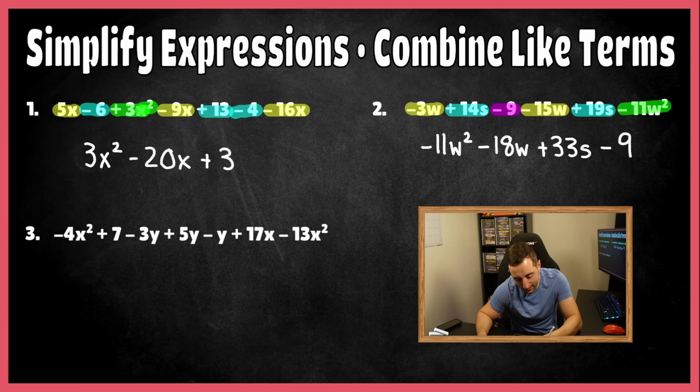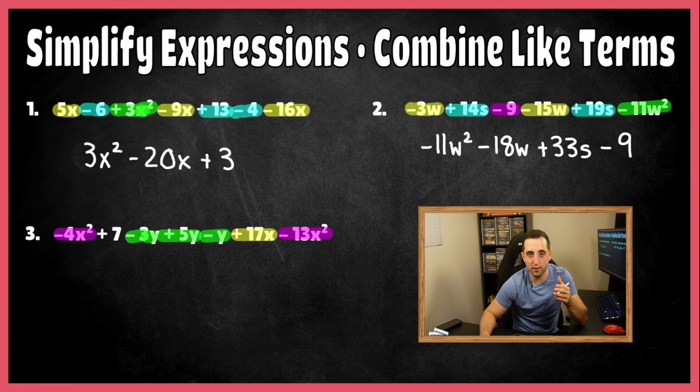So again, let's go ahead and highlight our like terms. We have negative 4x squared and negative 13x squared. And now we have, looks like just a 17x positive all by itself. And then let's switch colors and highlight all of our y's. So we have negative 3y plus 5y. And then we have a minus y.